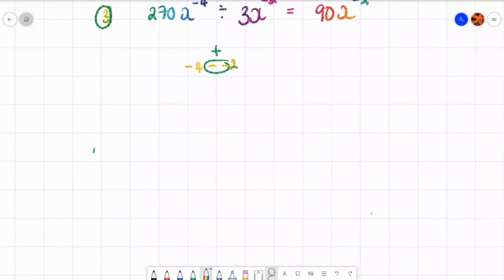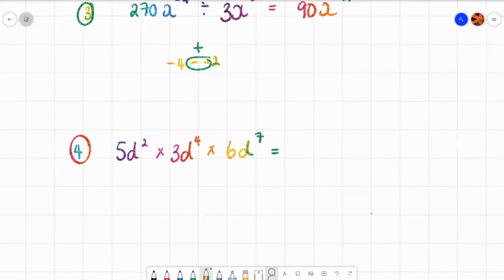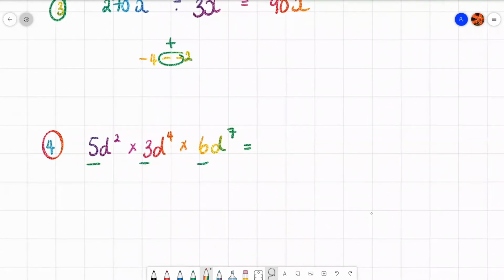Okay, so again, number 4. What if I have something like this? 5d squared times 3d to the power of 4 times 6d to the power of 7. Again, times the numbers together. So 5 times 3 times 6 is 90. d, and then you just add the powers. So I've got to do 2 add 4 add 7, which is 13.